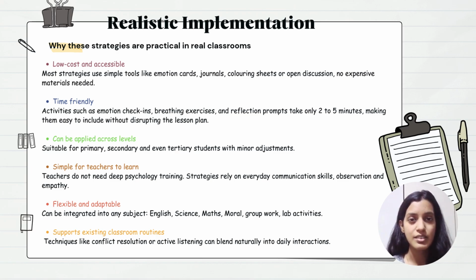Firstly, these strategies are low cost and easy to access. They use simple tools like emotion cards, journals, or breathing guides, things you will usually find in a classroom. Secondly, they are time efficient. Most activities take just 2 to 5 minutes, so they can fit into lessons without interrupting the flow.